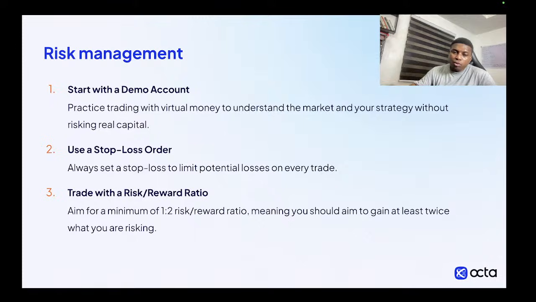Also, trade with a risk to reward ratio. You can see that in each of my trades, I'm willing to risk 1 to gain 5, or risk 1 to gain 2, 1 to gain 3, and more. However, what's important is that the amount you are willing to risk should not be more than the amount you are willing to gain. The amount you are willing to gain should be more than the amount you are willing to risk.